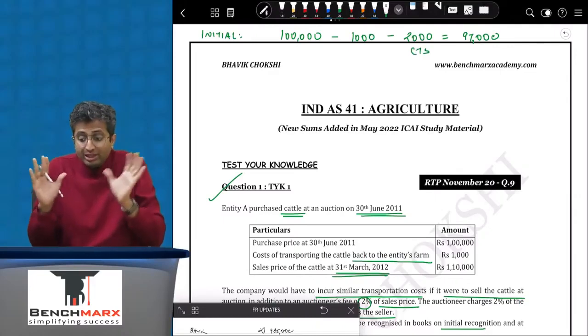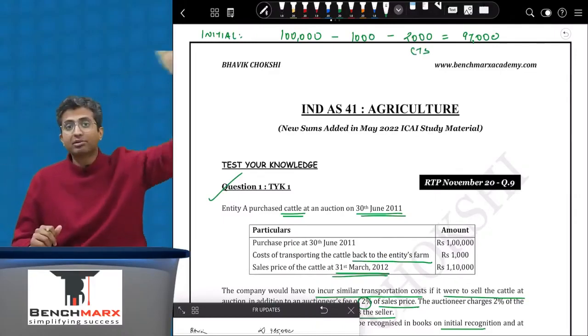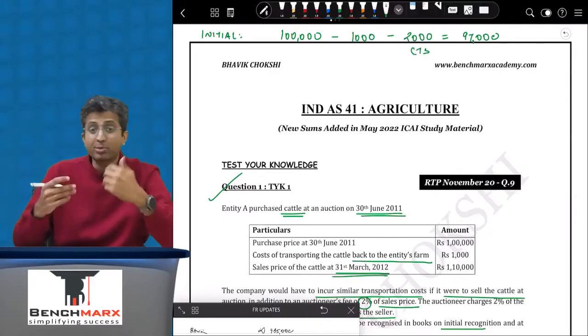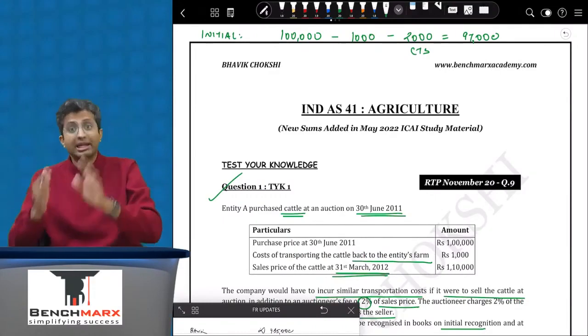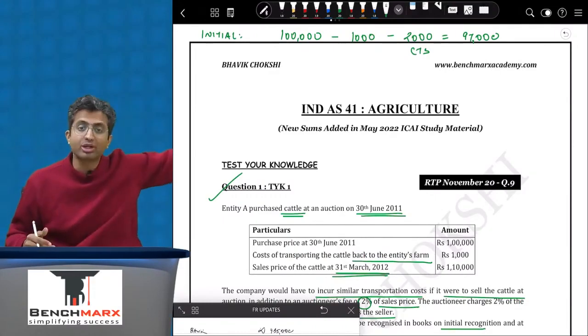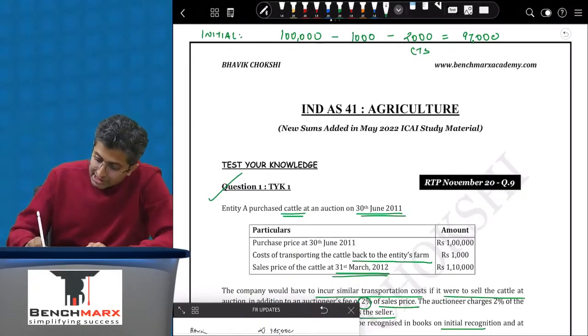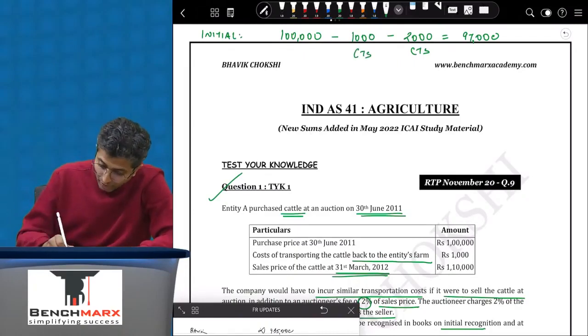This is 2000 you have not yet incurred. However, when you sell, you will have to incur. And transportation cost, sir, you have transported it. Yes, but if you want to sell it, you will again have to transport it back. And hence, these are expenses which are relating to the sale, which you have not yet incurred.